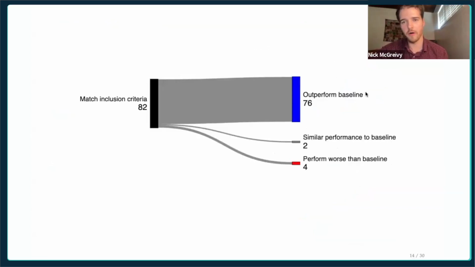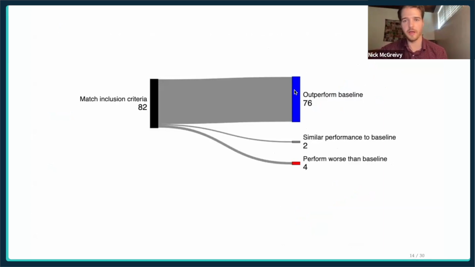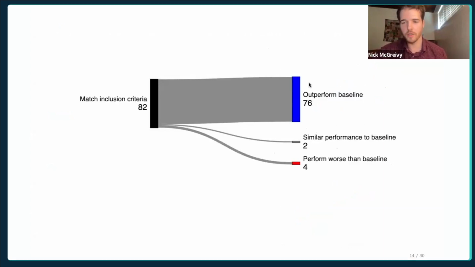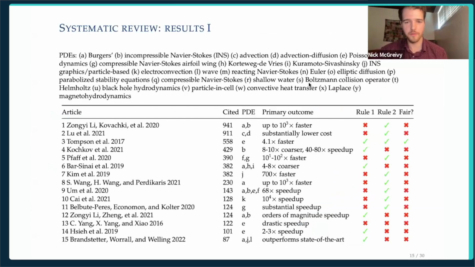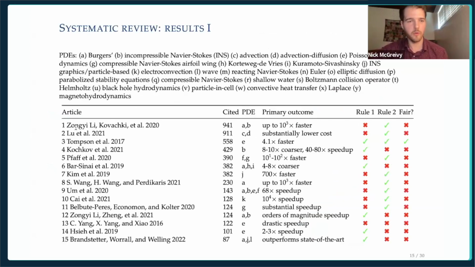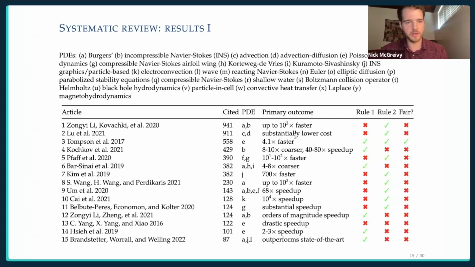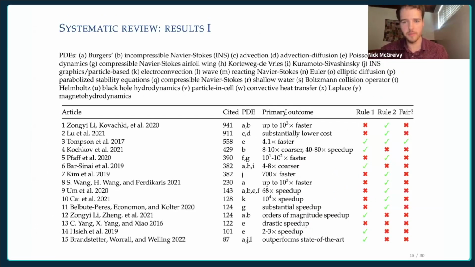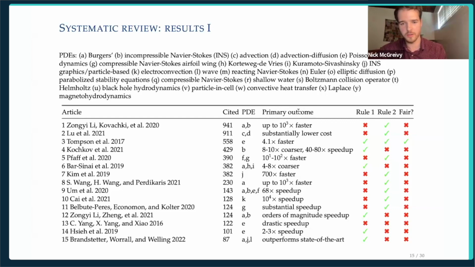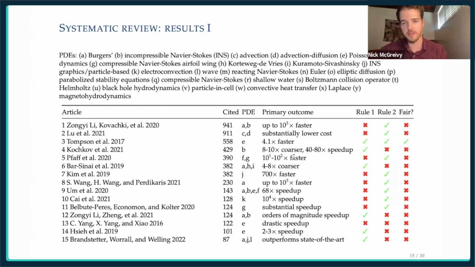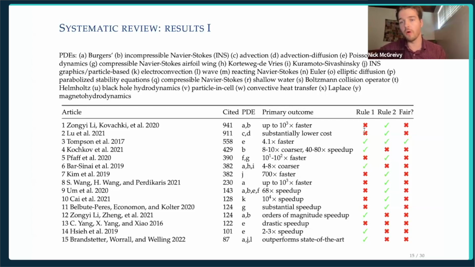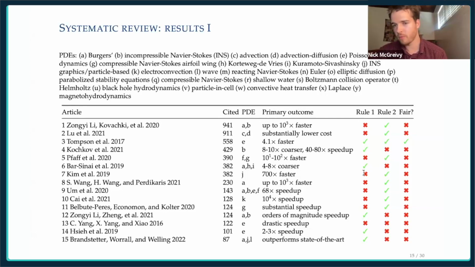We evaluate them for all of the 76 papers that claim to do better than their baseline. So what do we find? Okay, so here are the first 15 papers. We've ordered them in number of citations. What we can see is that, first off, most of these papers, their primary quantitative outcome, they're claiming that the machine learning model is a lot faster in most cases than the standard numerical method, and sometimes by many orders of magnitude. But what we see is that in most of these papers, either rule 1 or rule 2 is not being followed.